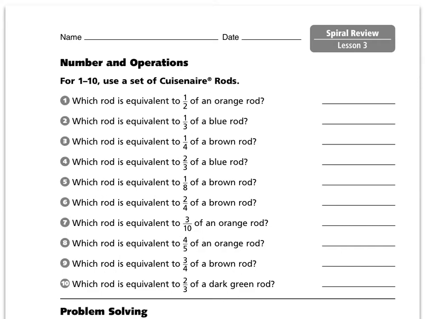Let's look at Chapter 11, Lesson 3 Review. From 1 through 10, use a set of Cuisenaire rods. If you don't have rods, just wait and I'll show you what it will look like.